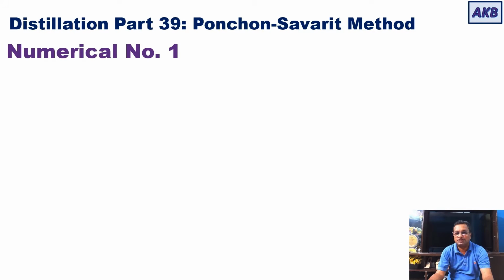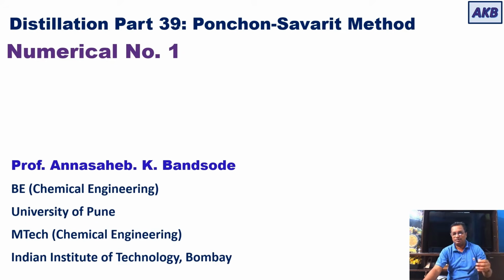minimum number of stages. Today, we will learn how we can use the Ponchon-Savarit method to get the minimum number of stages. Along with this, we will also learn to find the minimum reflux ratio by using the Ponchon-Savarit method. So this being the first numerical that is based on the Ponchon-Savarit method, that's why I'm calling it numerical number 1.